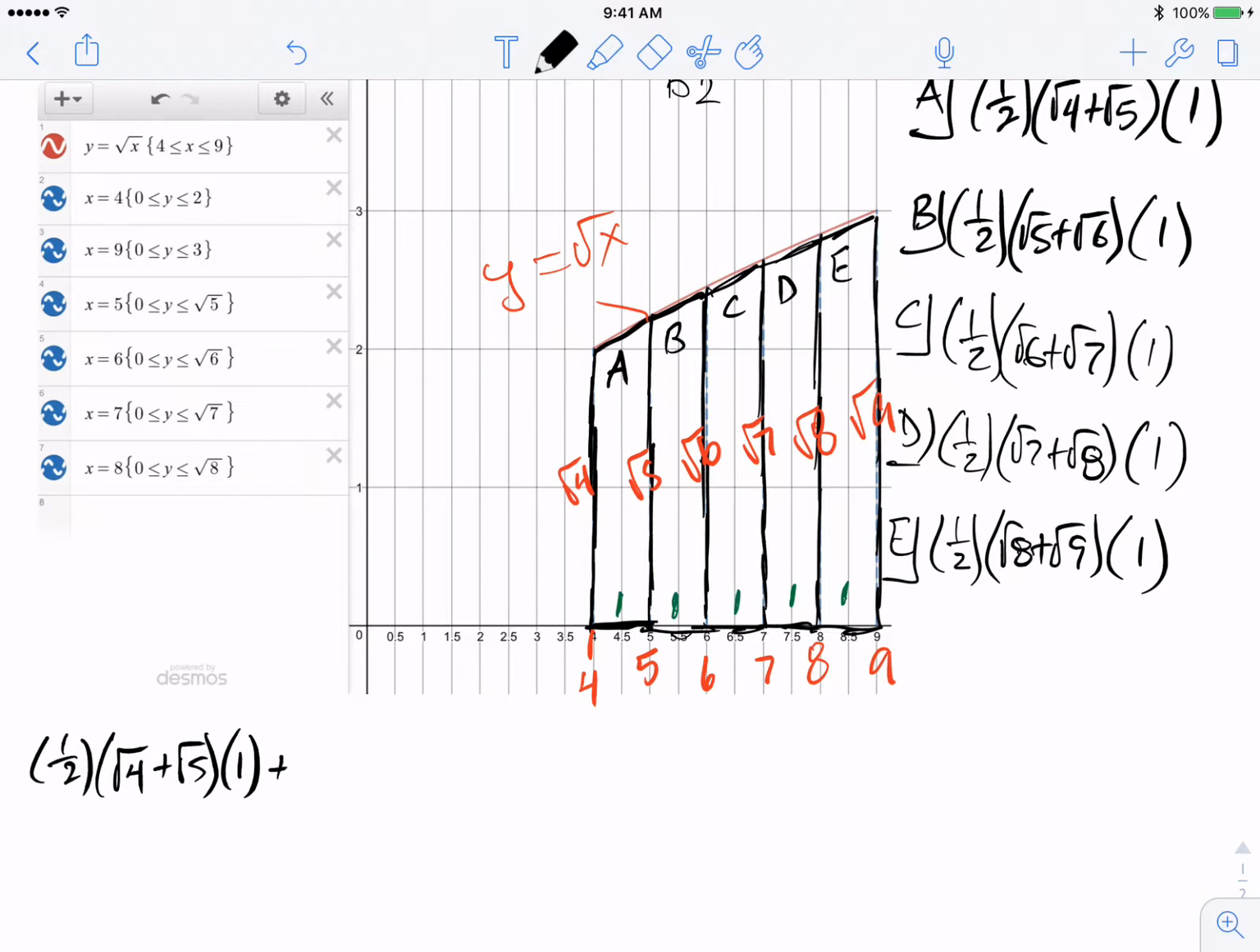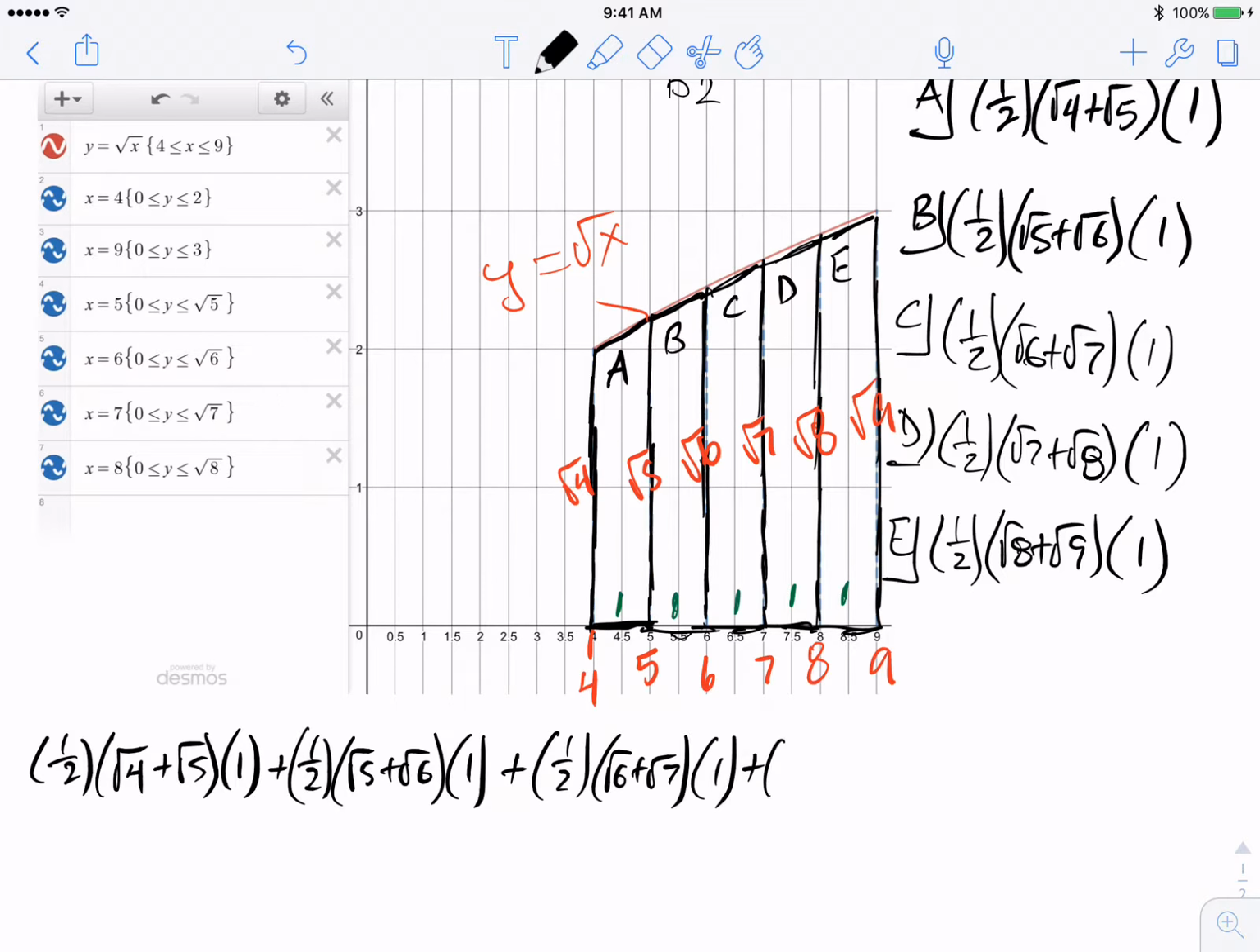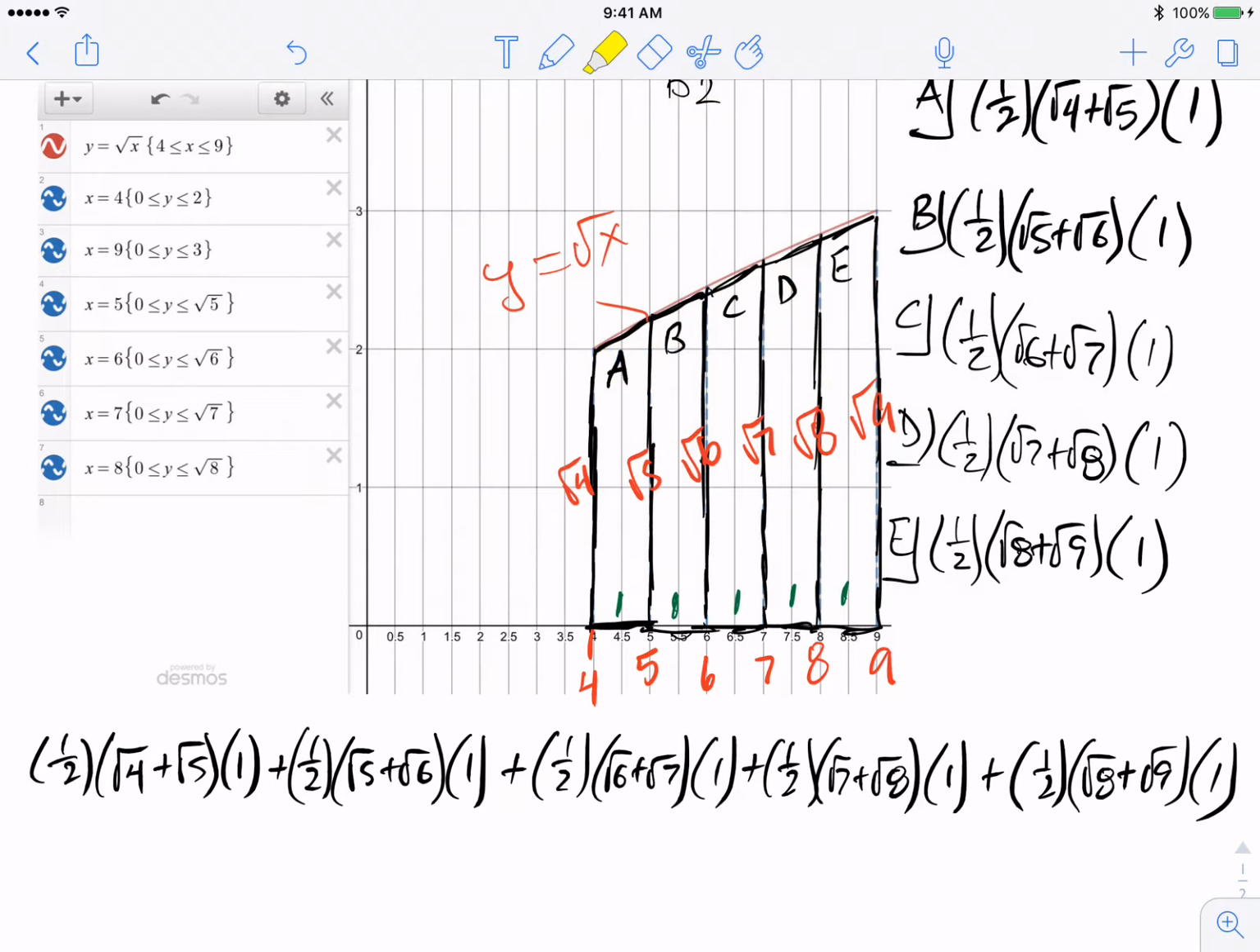Okay, there's A. There's B. C. There's D. And there is E. So what I notice here is that all of these have the term 1/2. And they also have the term 1.